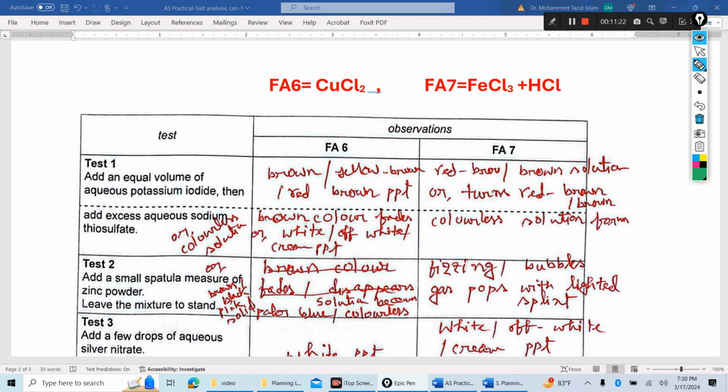That means in every test in your lab, you write what you would see. First, when you add potassium iodide, you see iodine produced, so the solution turns brown or red-brown. Brown, what must you write?